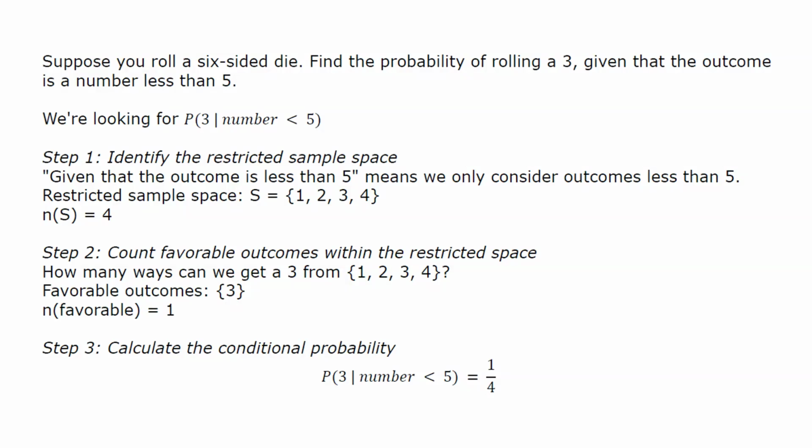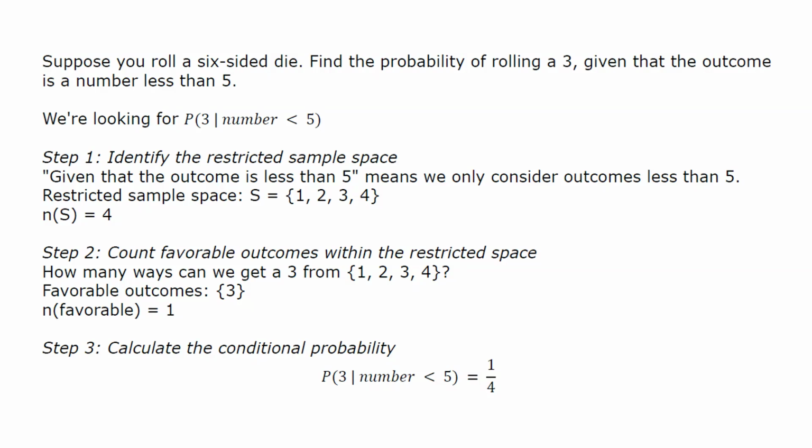So we have 4 numbers in our sample space. Next, we're going to count favorable outcomes within the restricted space. So how many ways can we get 3 from our sample space? And 3 is only present one time, so the number of favorable outcomes is 1.